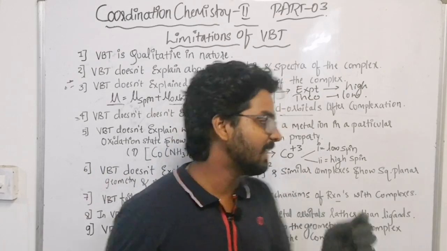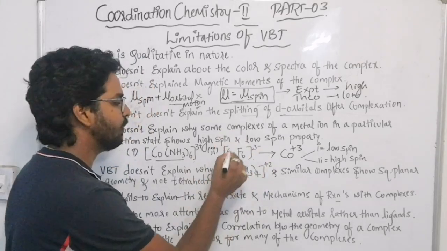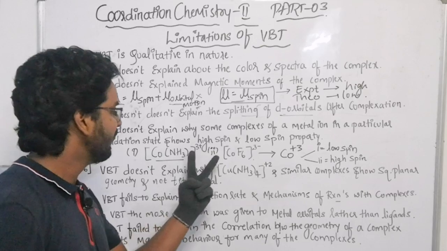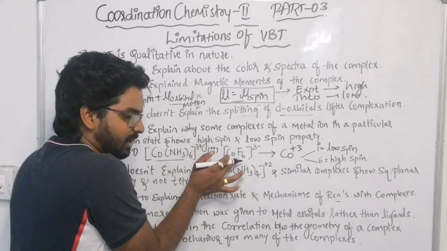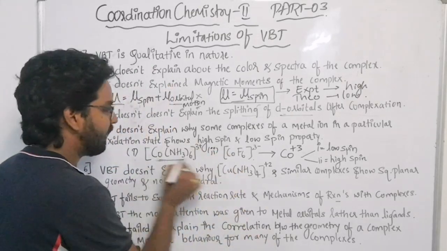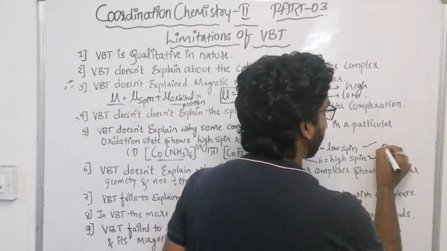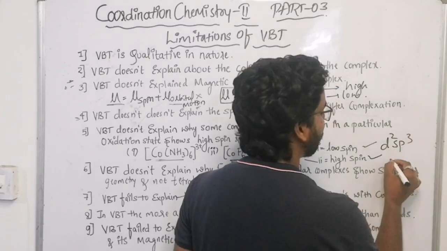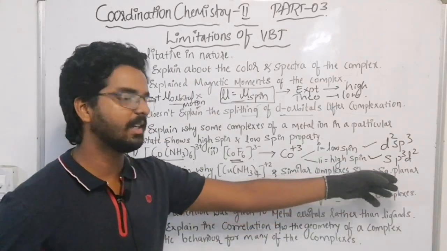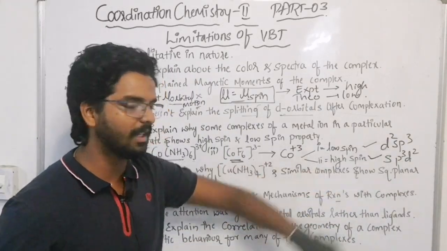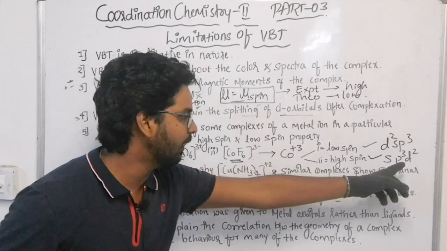So see the example here: both CoNH3 taken 6 times 3 plus and CoF6 3 minus complex ions. In these two ions the cobalt is present in the plus 3 state only. Here also plus 3 state, here also plus 3 state. But the first one acts as a low spin complex, the second one acts as a high spin complex. Low spin complex is d2sp3, high spin complex is sp3d2. We know this, right? d2sp3 is low spin, sp3d2 is high spin. If the (n-1)d orbital is involved, it is low spin; if the nth orbital is involved in hybridization, that is high spin, right?